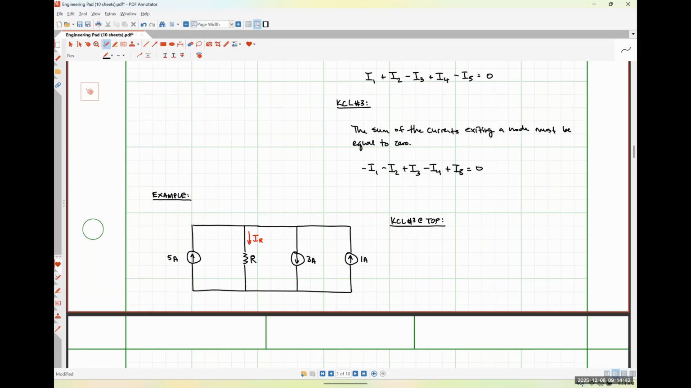Okay. So the 5 amp source on the left, it is entering the top node, so it should get a minus sign. The current IR is leaving the top node, so it should get a plus sign. The 3 amps is leaving the top node, so it should get a plus sign. And the 1 amp is flowing into the top node, so it should get a minus sign. And we've now taken into account all of those currents, so we set them equal to 0. So that's the sum, or excuse me, the sum of the currents exiting the top node is equal to 0.